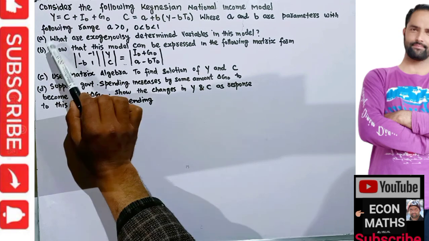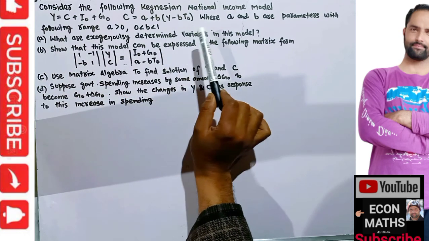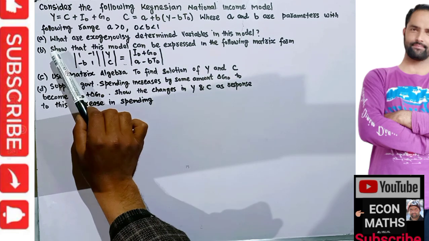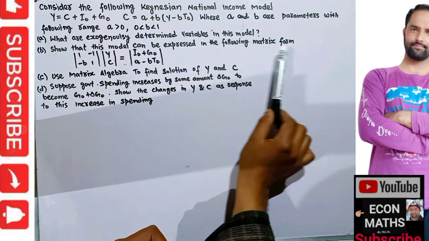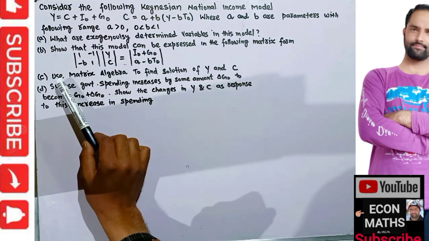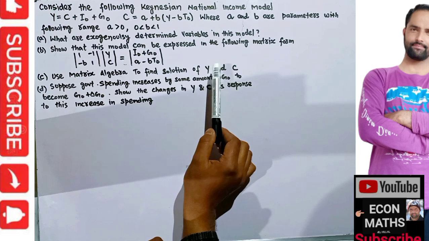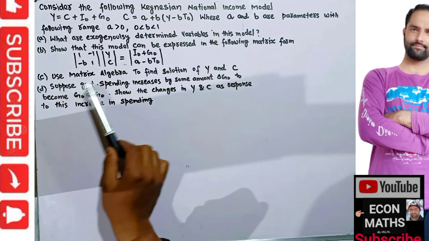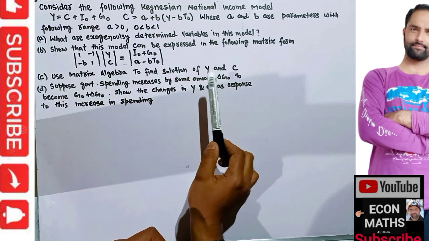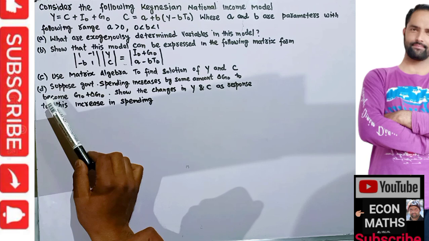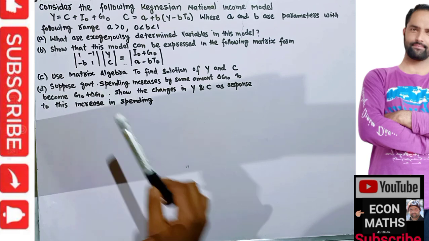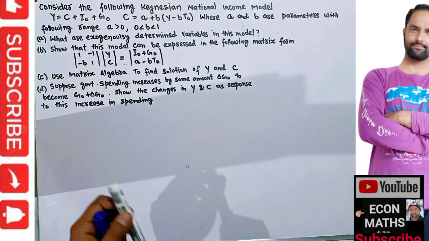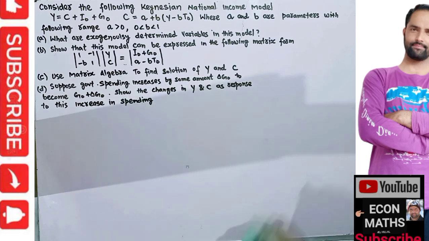We are being told to identify the exogenously determined variables in this model. That is the first question. Second, show that this model can be expressed in the following matrix form. Third, use matrix algebra to find the solution for equilibrium income and equilibrium consumption. And the D part is, suppose government spending increases by some amount, let us say del G naught, to become G naught plus del G naught. Show the change in income and consumption in response to this increase in government spending. Okay, let us go one by one.